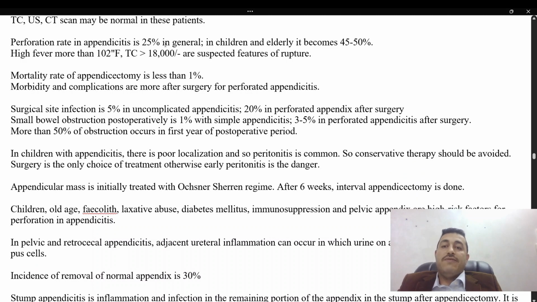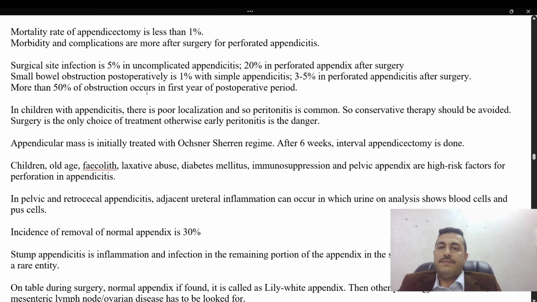Perforation rate is 25% in general population. In children and elderly, it's up to 40, up to 50. It's higher in children and elderly. Okay. The mortality is very low, less than 1%. Morbidity and complication is more after perforated appendicitis. Surgical site infection for uncomplicated, it's 5%. For perforated appendicitis is 20%.